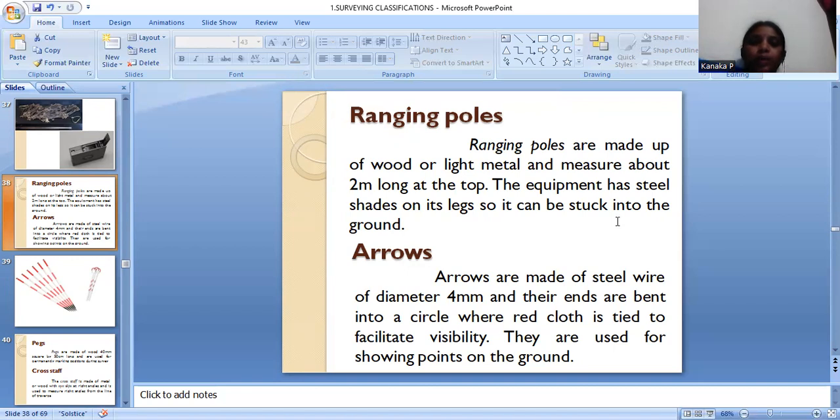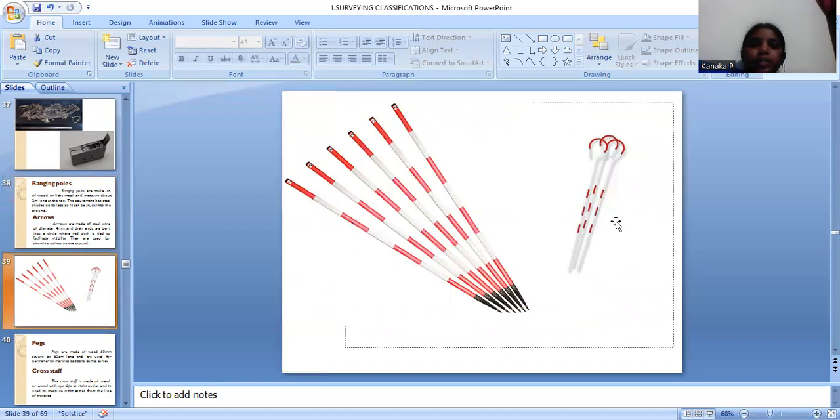Arrows are used for marking points on the ground. To facilitate visibility, a red cloth is tied to the arrows. The arrow diameter is 4 mm and they are made of steel wire.